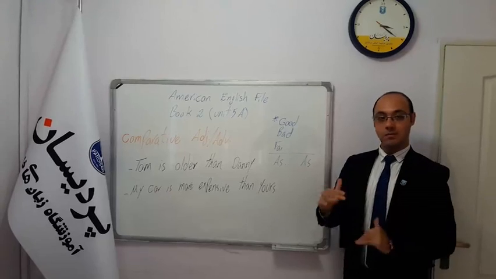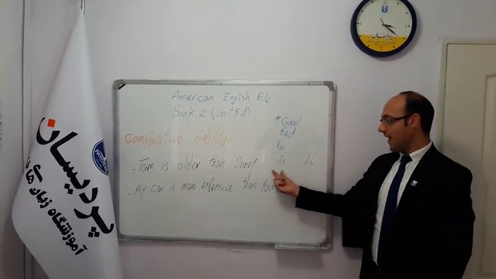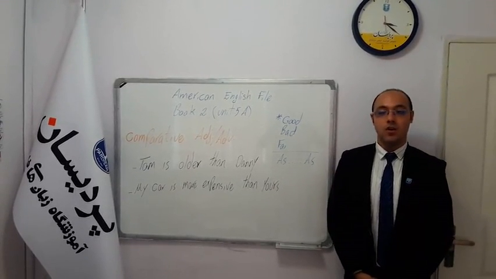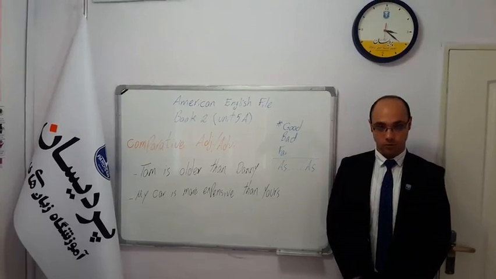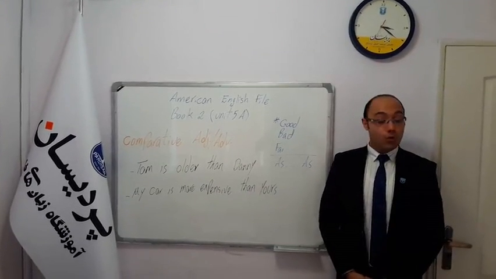Last point about comparative adjectives and adverbs is that if our two options or items are the same, for example, none of them is taller or shorter, we use it with this structure as. For example, I say, my car is as expensive as yours, or Tom is as old as Danny.